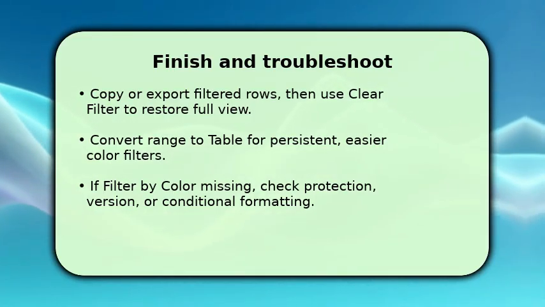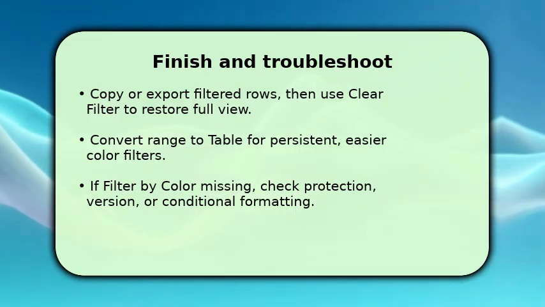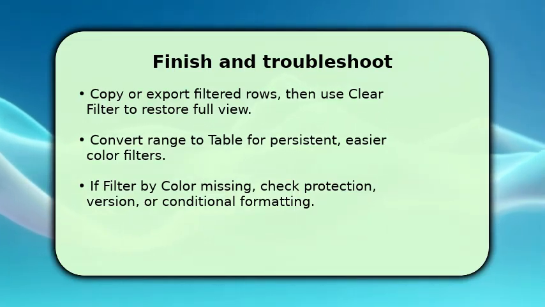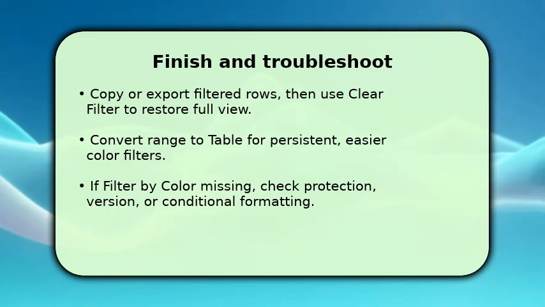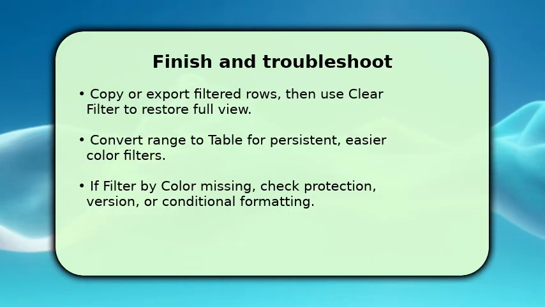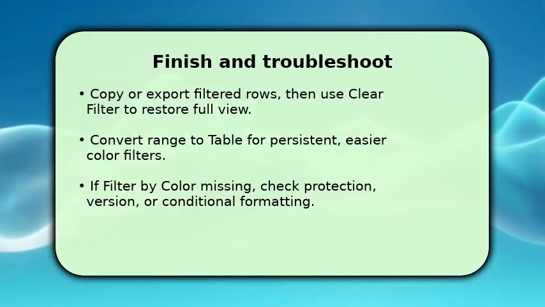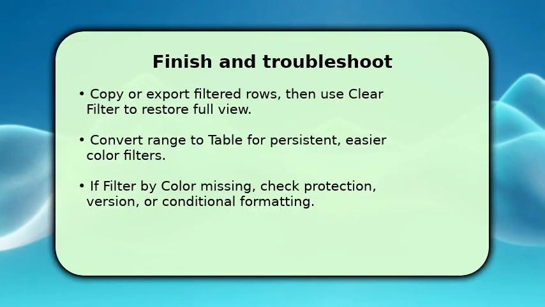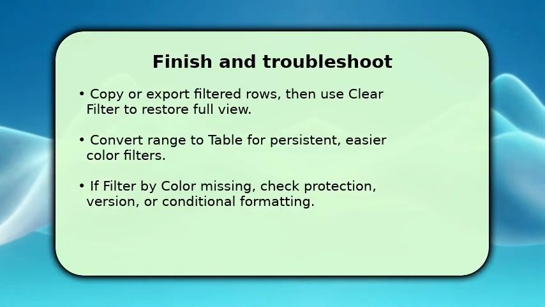To make future color filtering simpler, convert the range to an Excel table, Ctrl plus T, so filters persist and behave consistently. If you don't see Filter by Color, verify the workbook isn't protected, you're using a compatible Excel version, and whether the color comes from conditional formatting. If so, use a helper column with a formula.